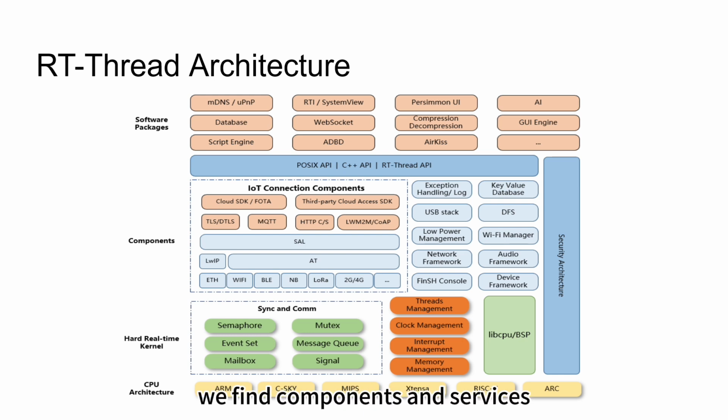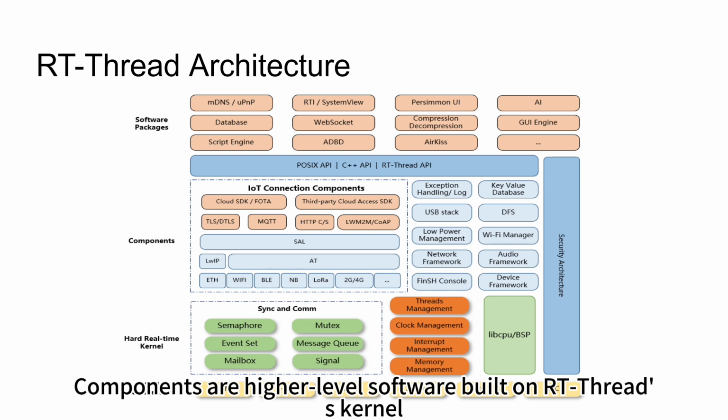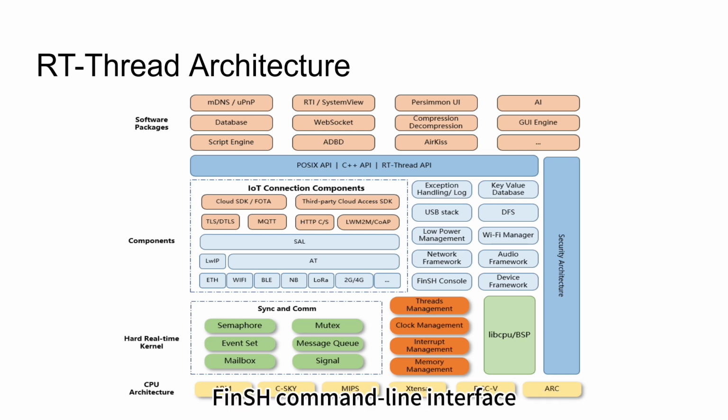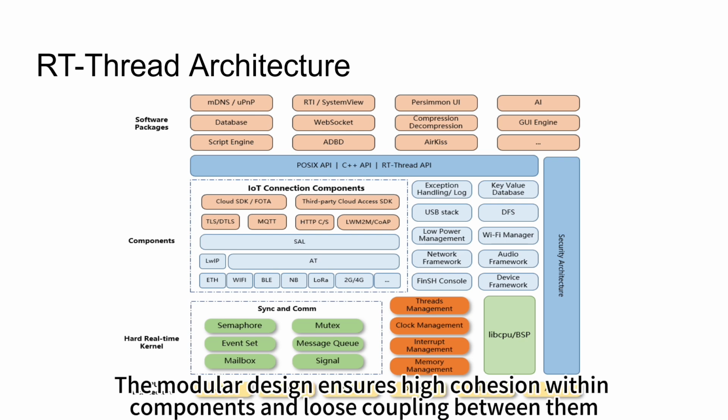Above the kernel, we find components and services. Components are higher-level software built on RT-Thread's kernel. Examples include the virtual file system, FinSH command line interface, network framework, and the device framework. The modular design ensures high cohesion within components and loose coupling between them.